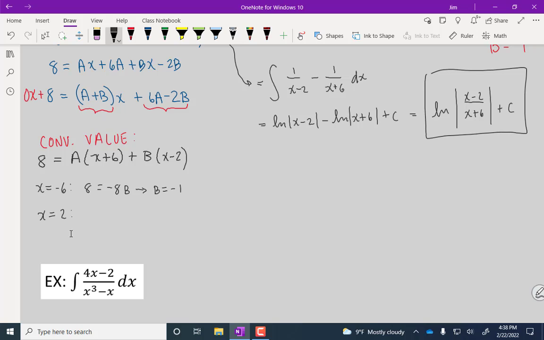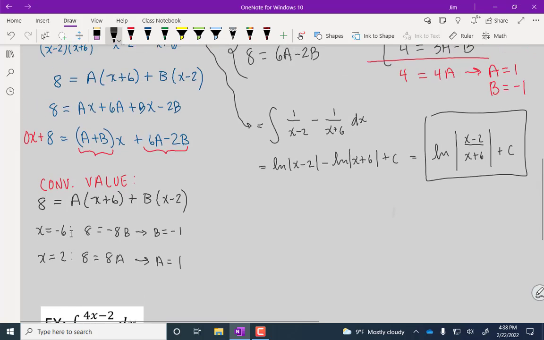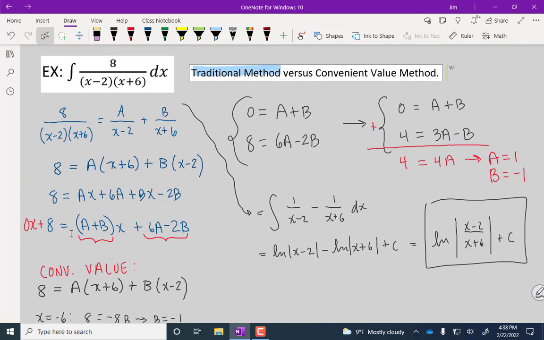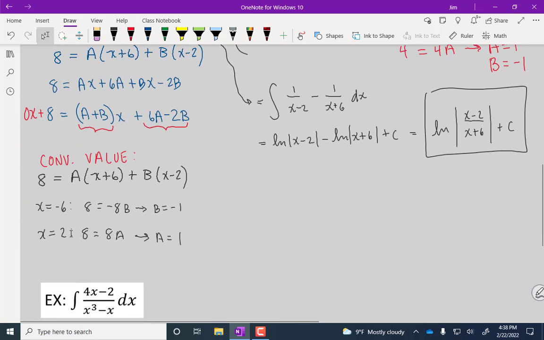Plug in x equals 2, we have 8 on the left. Plug in x equals positive 2. Plug in x equals 2, we get 8a. And doesn't the 2 plugged in here give 0? And now we divide by 8, and we get a is equal to 1. Same values that we got over here, but way less work.